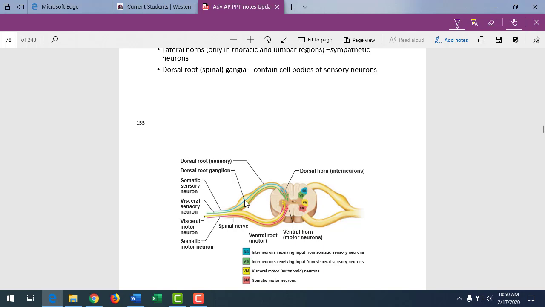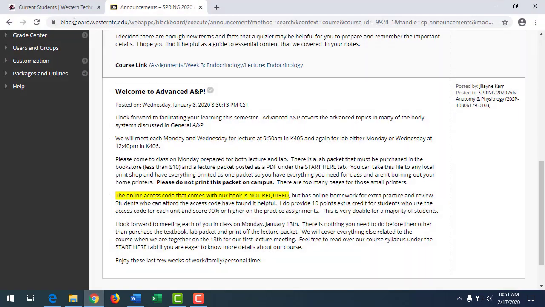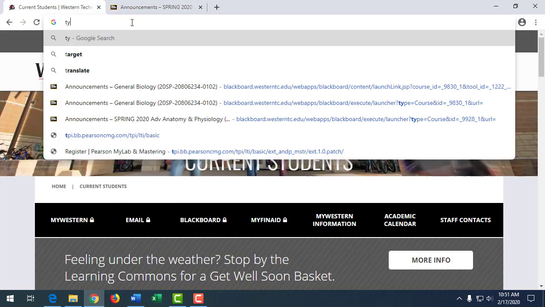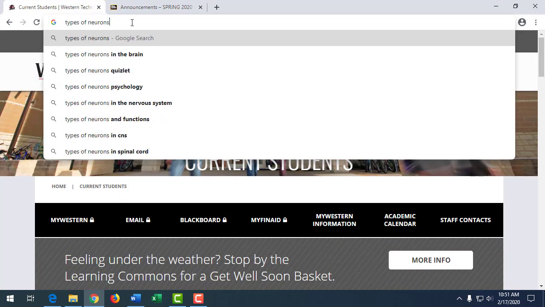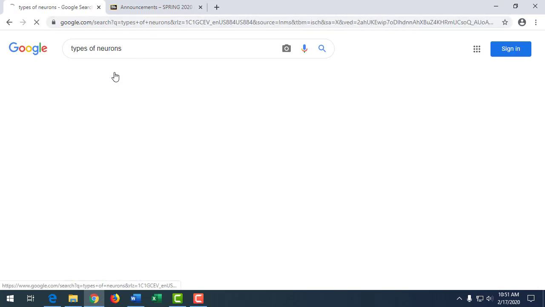On page 397. I'm going to see if I can find a picture online so I can keep my video going. Types of neurons. Here we go.